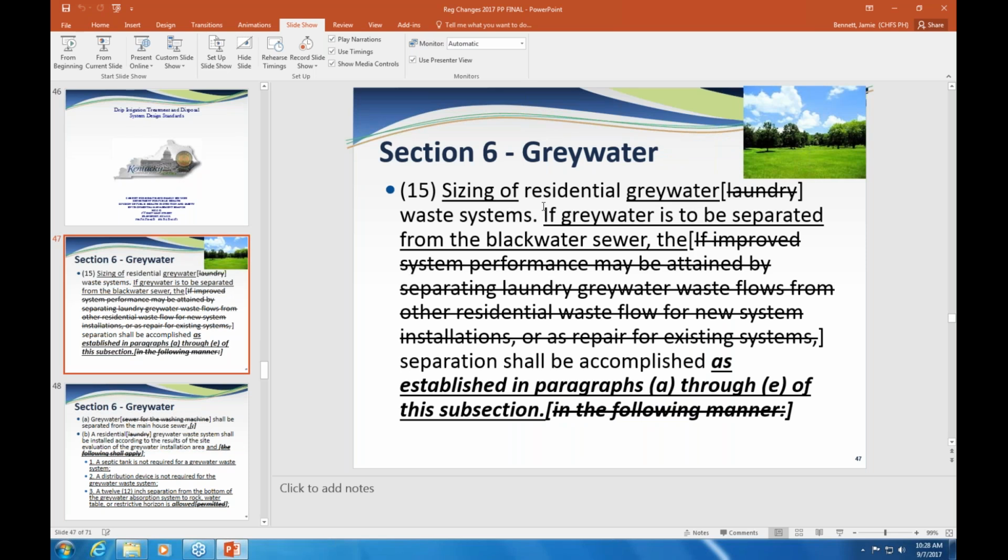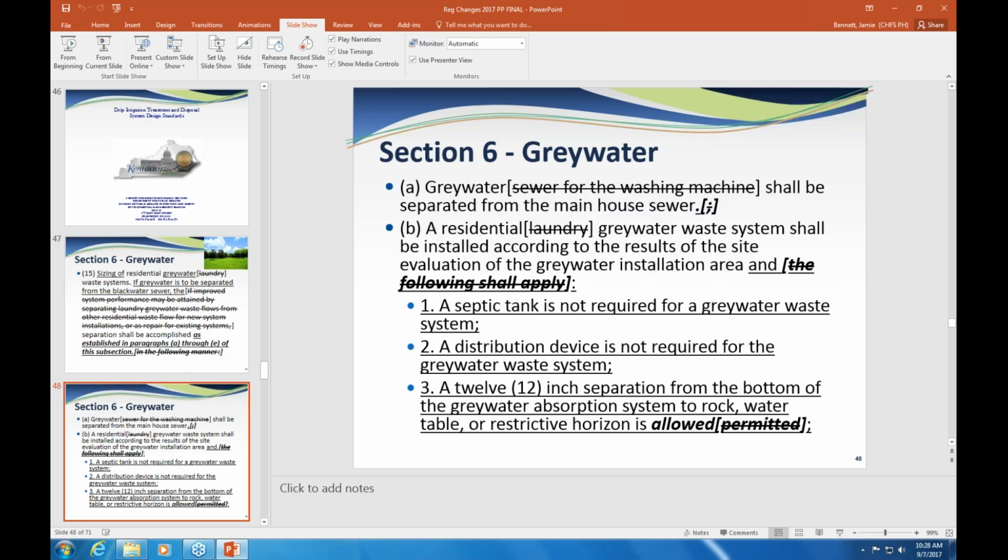All right, gray water. Sizing of a residential gray water waste system if the gray water is to be separated from the black water sewer. And when we put a line that's striking through everything, the new reg: separation shall be accomplished as established in paragraphs A through E of this subsection. And here's A. Here we go with A through E.